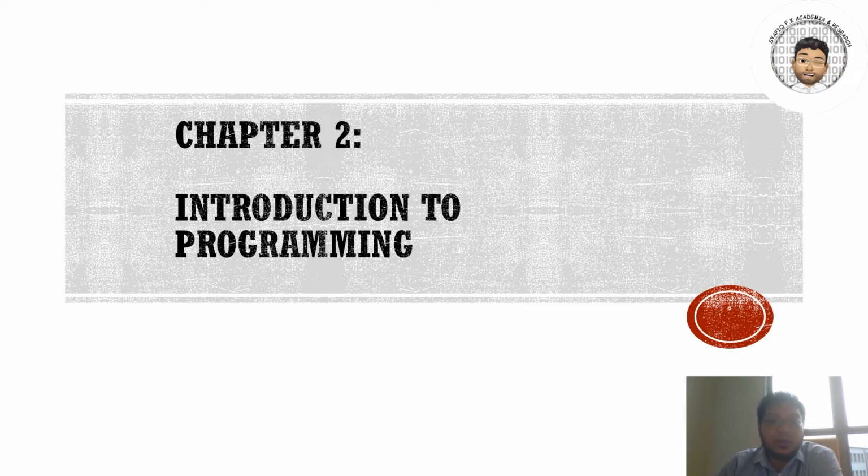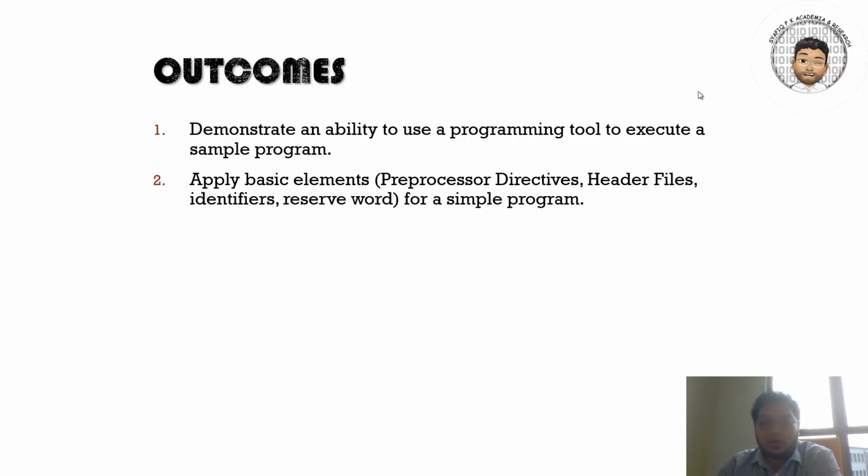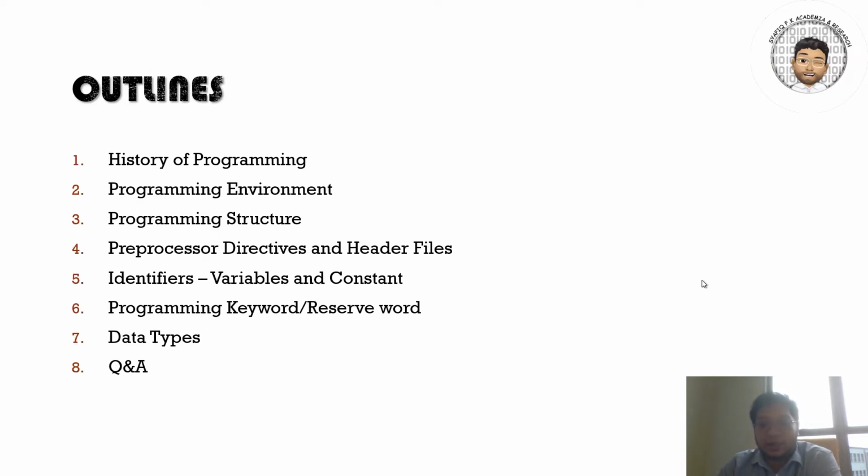Okay, so now, before we begin all those coding things, for today's class I will demonstrate an ability to use a programming tool to execute a sample program, which we had done so far in the beginning. And then I will tell you how to apply basic elements, okay, so preprocessor directives, header files, identifiers, and reserved words for a simple program. So this is what we are going to do today. So let's start with the first one.